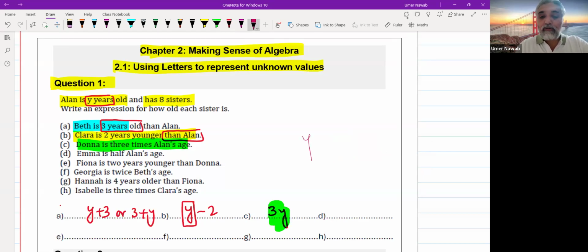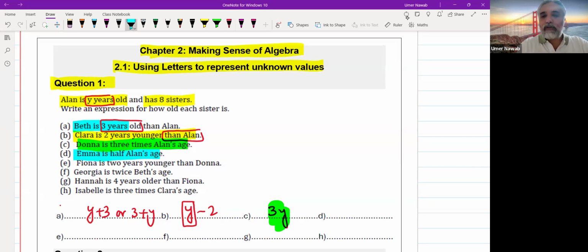If in the exam a student writes y3, it's not wrong. I know y is multiplying with 3. So this is fine. But the elegance in maths is also very important. You have to write the number first and then the variable. Got it? Next, guys, let's move fast.